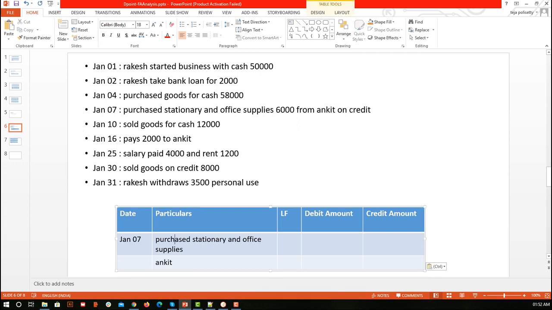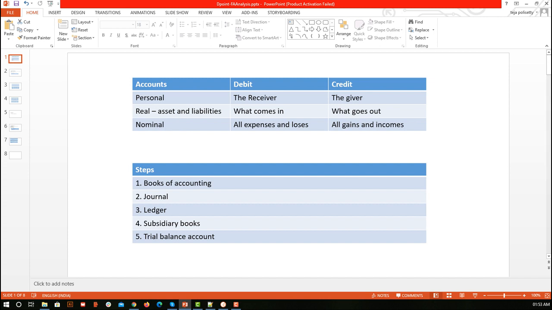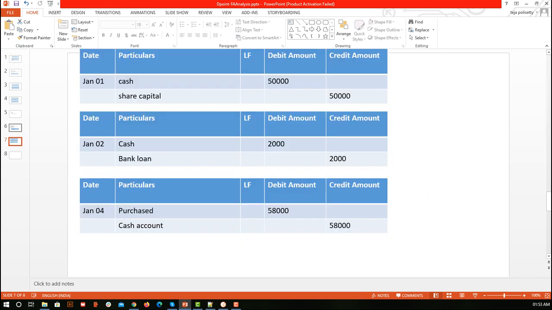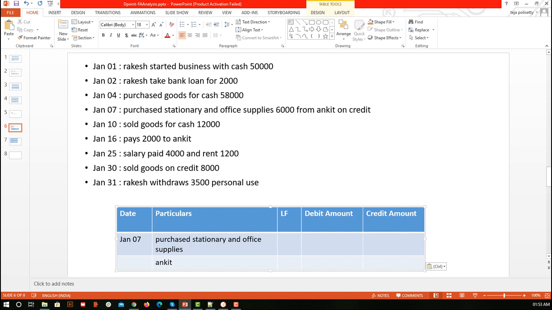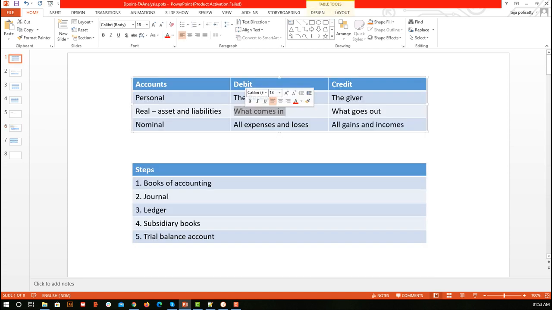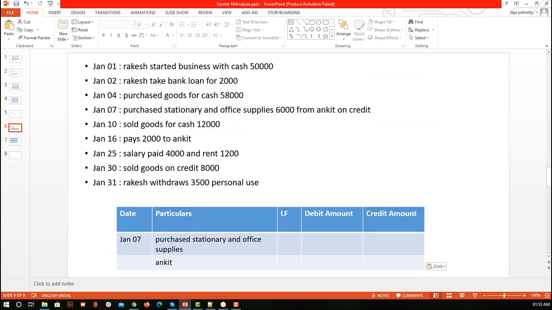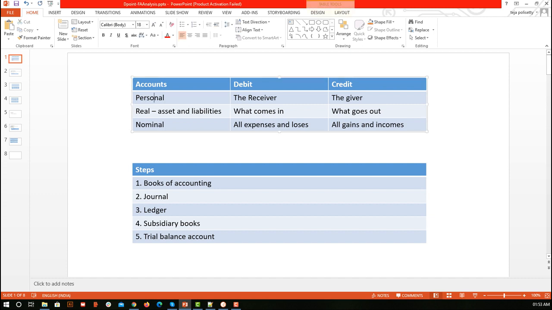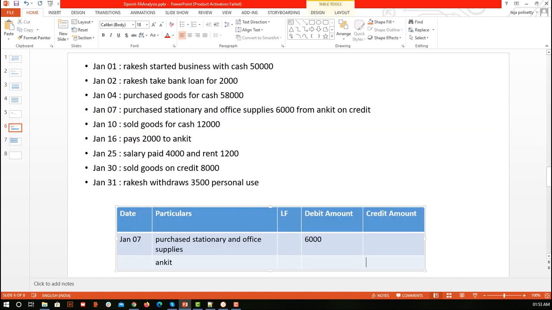So now let's see. This is our purchased, meaning our asset. So asset is our real account. So what is happening? 6,000 worth of asset is coming in. Asset is coming in, and coming in means debit. So here we are going to debit the amount. Amount is 6,000. Similarly, Ankit is giving something. So personal account, Ankit the giver means the credit. Okay, so credit is happening. So let's write here 6,000.